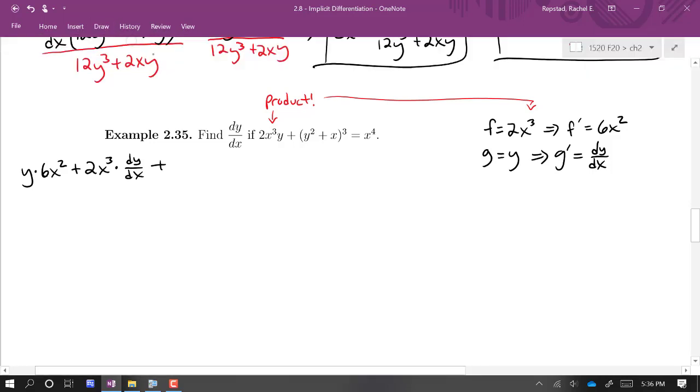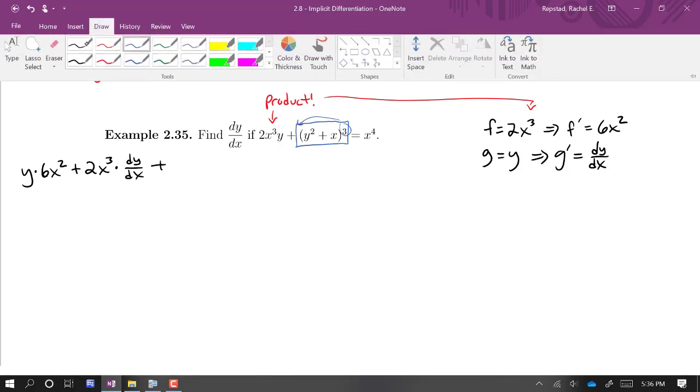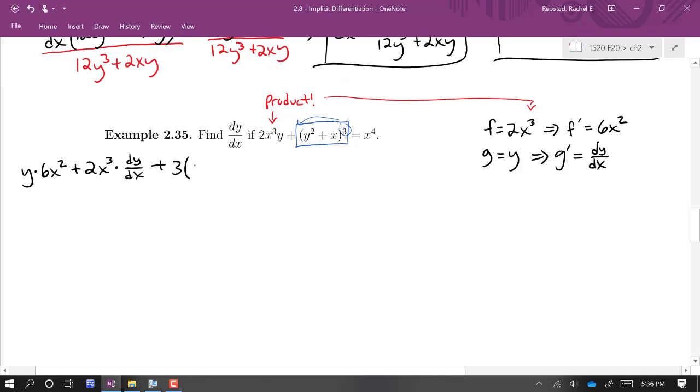Now let's turn our attention to the second term. That's parentheses to a power, so we're going to apply the general power rule. We're going to bring this 3 down and reduce the power by 1. So inside we still have y squared plus x squared, and then we're going to multiply this by the derivative of what's inside. The derivative of y squared plus x, we'll just do term by term. The derivative of y squared is 2y dy/dx plus the derivative of x is 1. Now that finishes the left side of the equation for us.